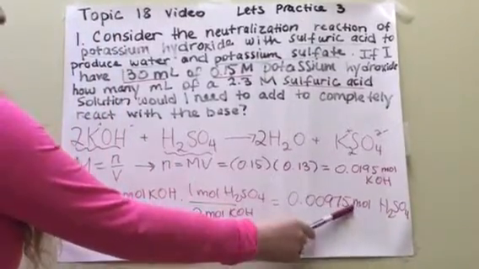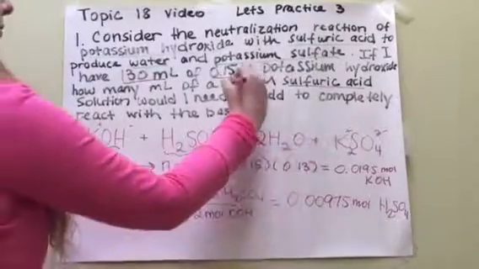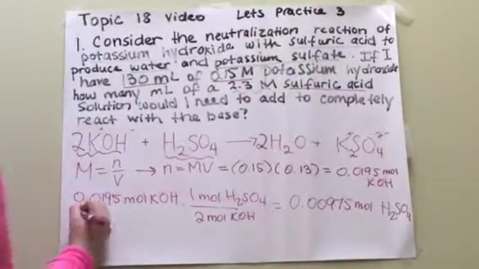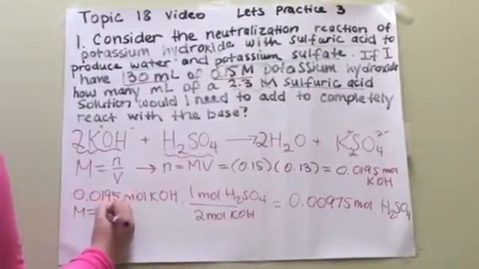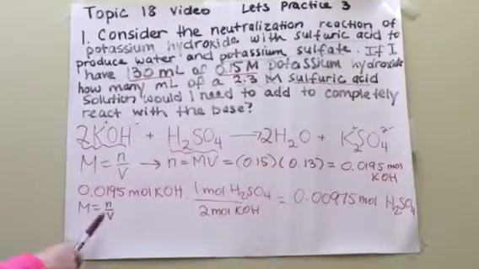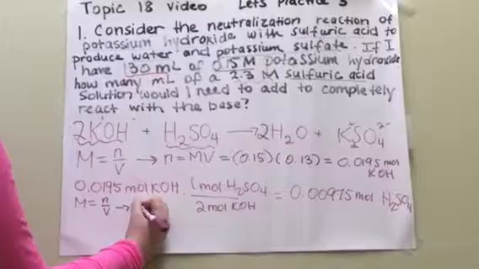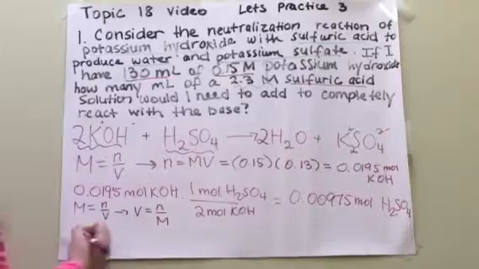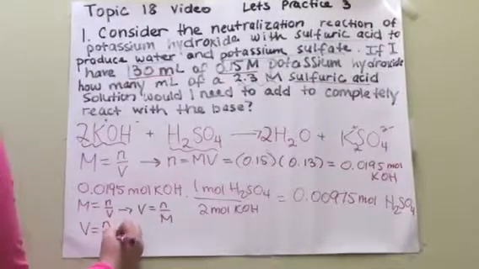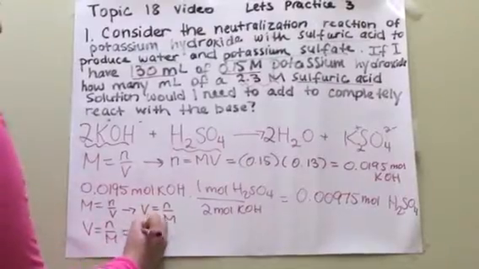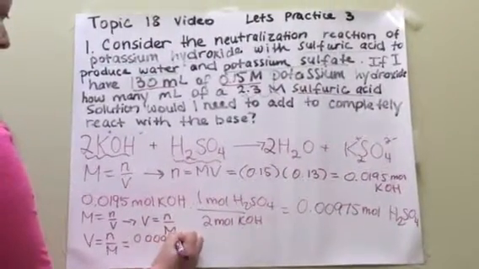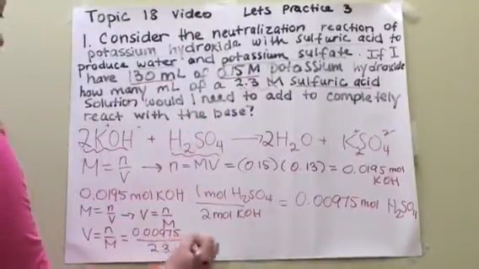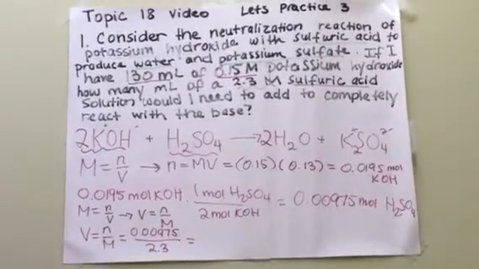Now that we have the number of moles, we can use that with our molarity to figure out the volume that we need. So again, molarity is number of moles over volume. So we need to solve this for volume. So we get that volume is number of moles over the molarity. This gives us number of moles, and our molarity is given to us, that's 2.3.